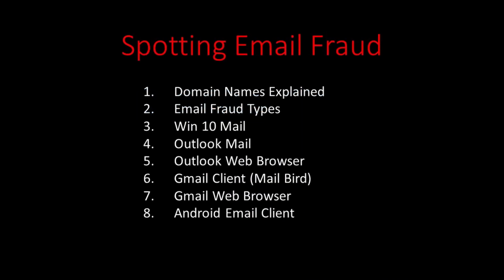This long and sometimes boring video is divided up into several sections. The first section explains how domain names work and how people try to use similar looking domain names to make a user think that the email is from an official source. The next section is about different types of email fraud. The remaining sections show examples of how these techniques are used in the Windows 10 Mail Client, Outlook Mail Client, Outlook Web Mail Client, a popular Gmail client, Gmail web interface, and an Android email client.